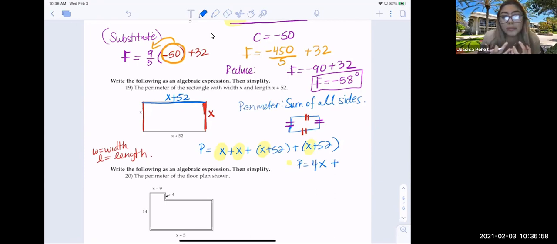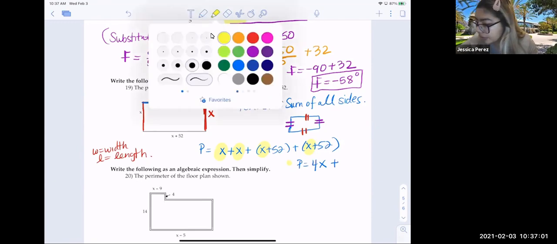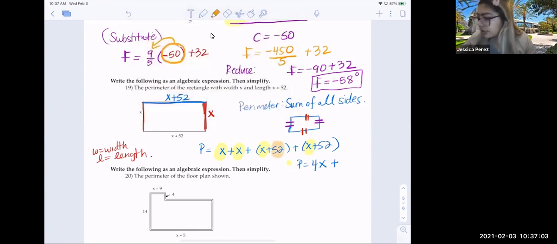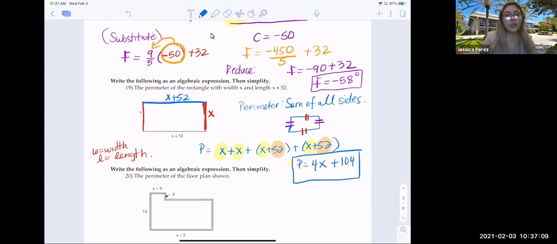the numbers. Who are the pure numbers? The pure numbers are 52 plus 52. What's that? 104. So the answer is P equals 4x plus 104. You cannot combine 4x and 104. One has an X, the other one doesn't. Those are not brothers and sisters. So you cannot combine them. That's why I like to use color, because you have the yellows you can combine because they're X's. X plus X plus X plus X, four X's, plus 104.